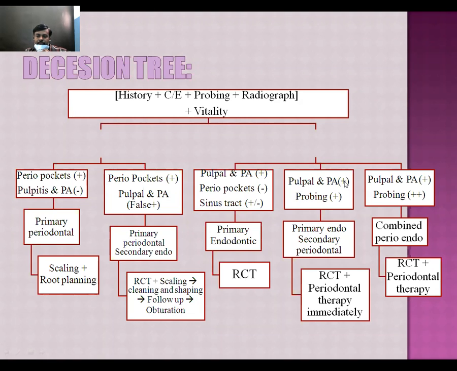Pulpal and periapical pathology are both present with moderate pockets, that may be a case of primary endo and secondary perio, treated with root canal followed by periodontal treatment. Again, pulpal and periapical pathology with severe periodontal pockets around that tooth means that is a case of combined perio-endo, treated with root canal followed by periodontal therapy.